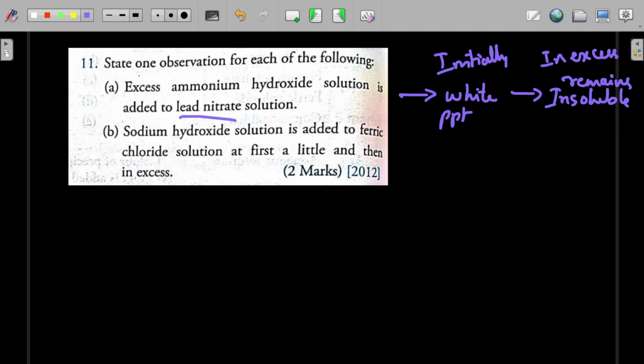Sodium hydroxide solution is added to ferric chloride. Okay, Aryan, tell me.